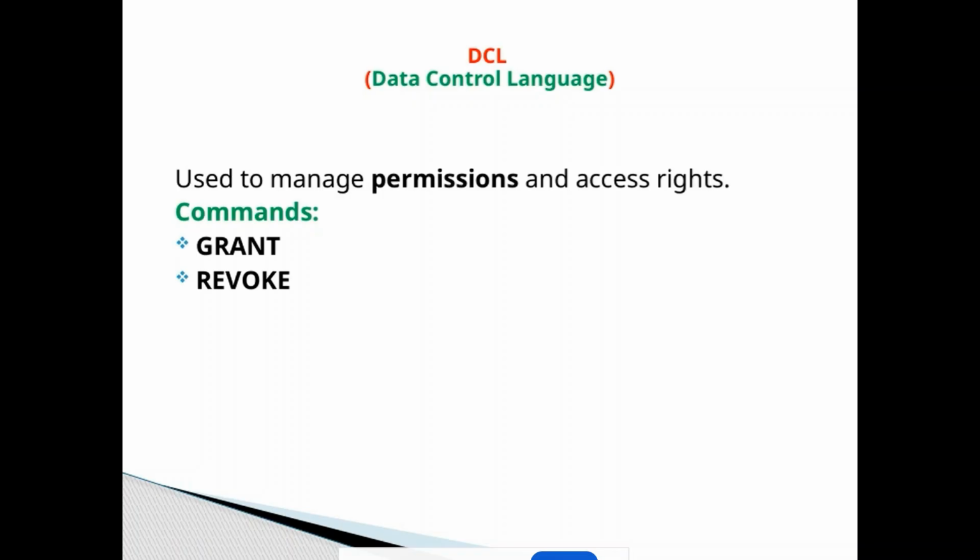Grant is used when we want to give specific permissions to a user or role, like allowing someone to select or update certain tables. On the other hand, revoke is used to withdraw those permissions when they're no longer needed or if access needs to be restricted. Understanding how to control who can do what in the database is fundamental to effective database management. It ties back to our overall theme of ensuring data security and proper access controls in any database system.